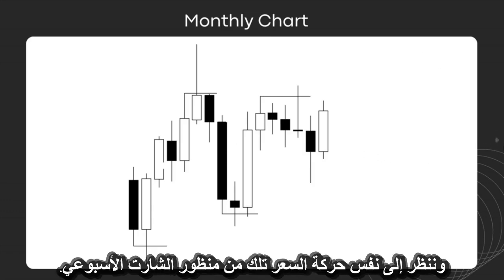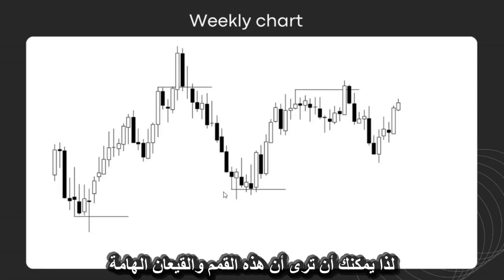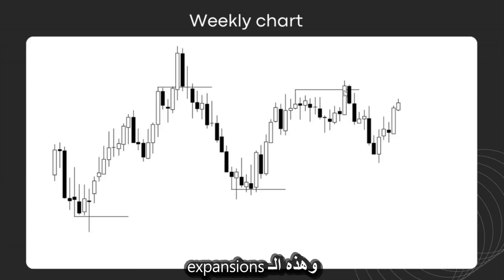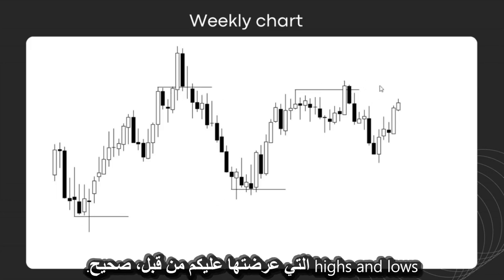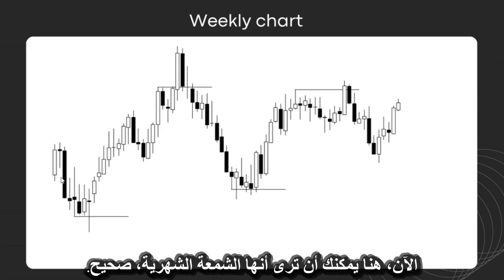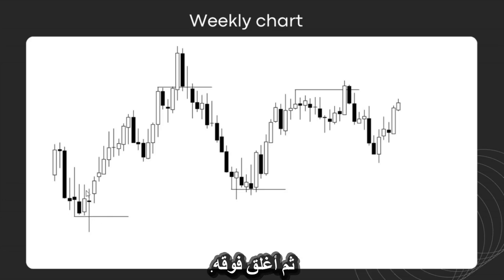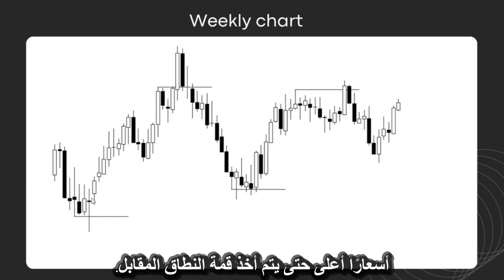Now let's move on to the weekly chart and look at that same price action with the weekly chart's perspective. So you can see that these significant highs and lows right here, where price made these reversals and these expansions, these highs and lows are the monthly CRT highs and lows that I just showed you before, right? Now right here you can see that it's the monthly candle, right? And price purged this low with this candle, and then it closed above and inside of this range right here. So for the next weekly candle open, you would be expecting higher prices till the opposing range high is taken, which is this high right here.